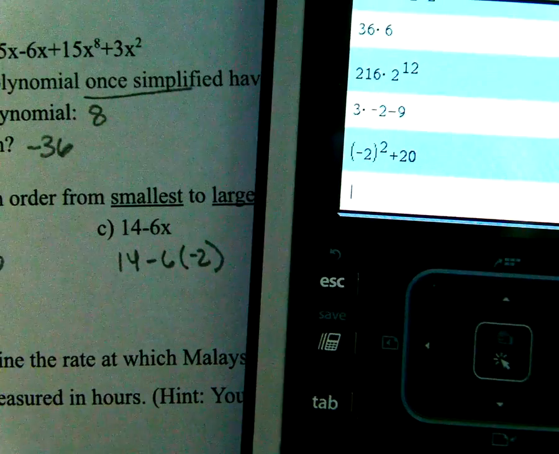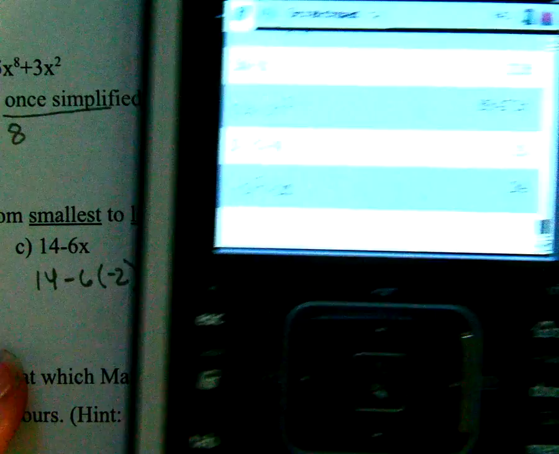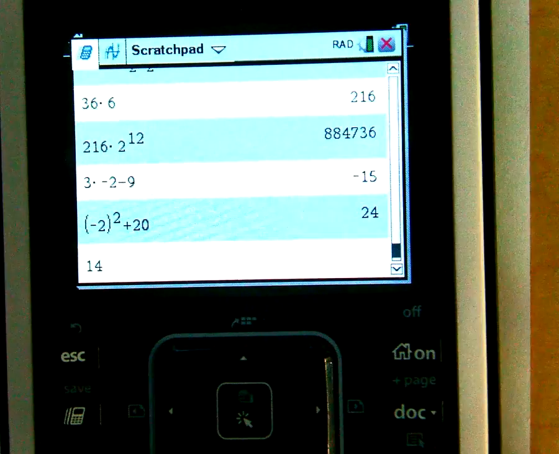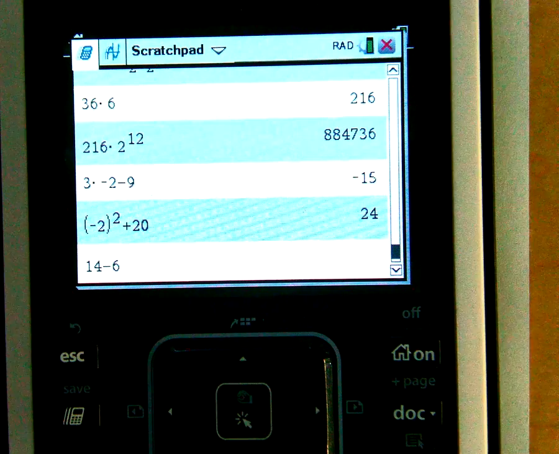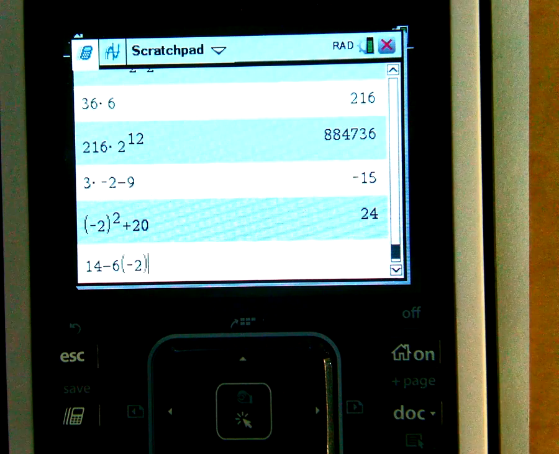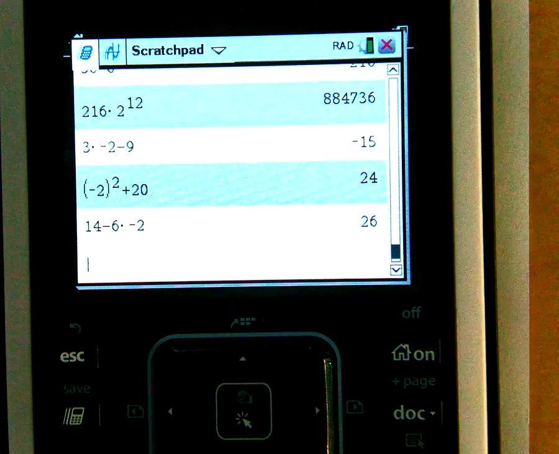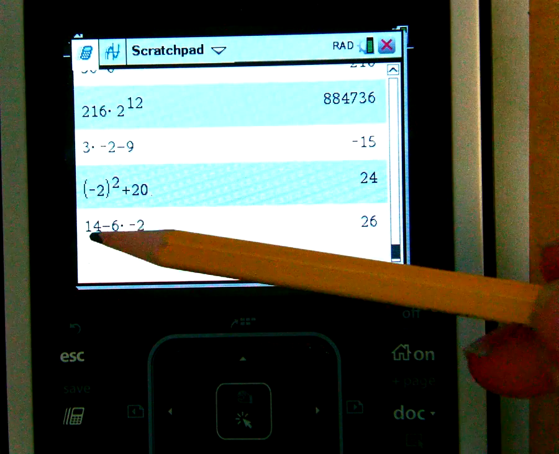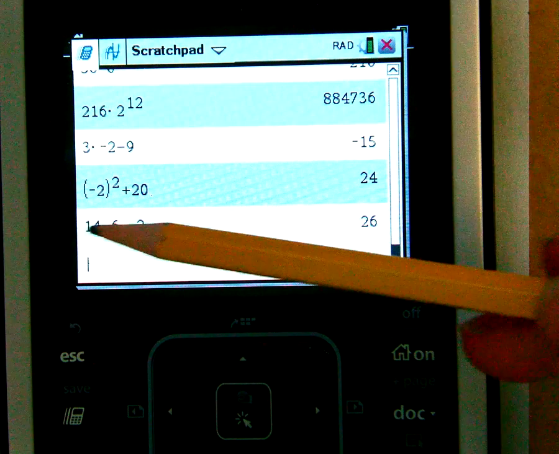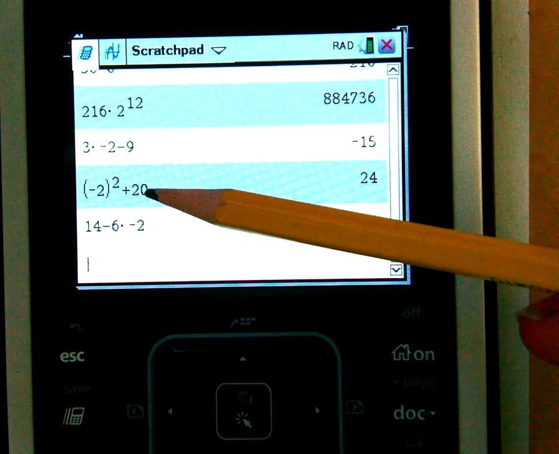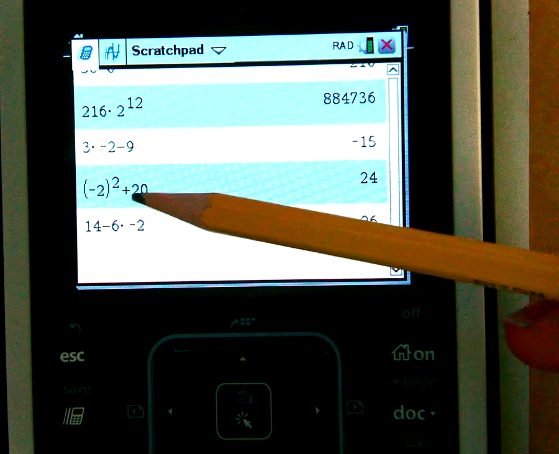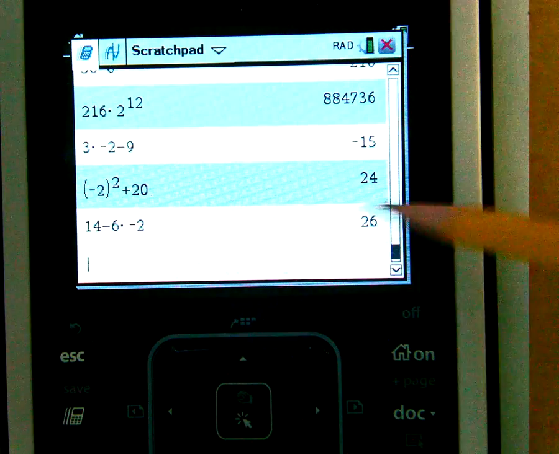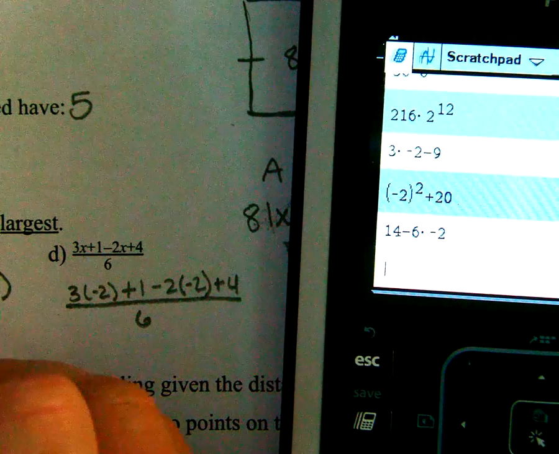Okay, my next one is 14 minus 6 times negative 2. So 14 minus 6 times negative 2. Again, look, every single time just plugging it into parentheses. Even though when it pops out it actually takes the parentheses away, it's telling me you didn't really need that parentheses, but look what happened on the last one. It kept the parentheses because you really need the parentheses when you're squaring a negative. So that answer is 26.